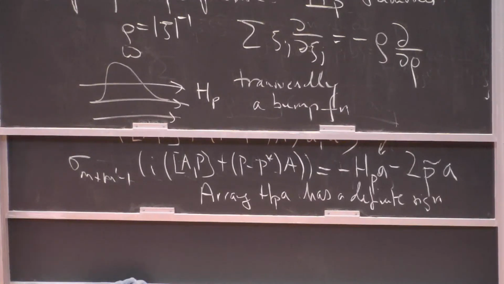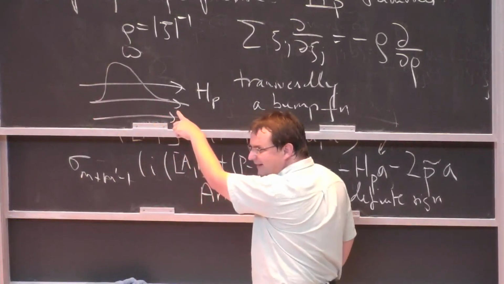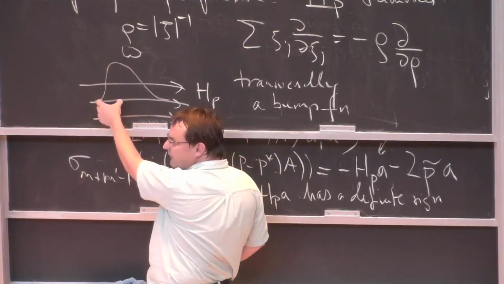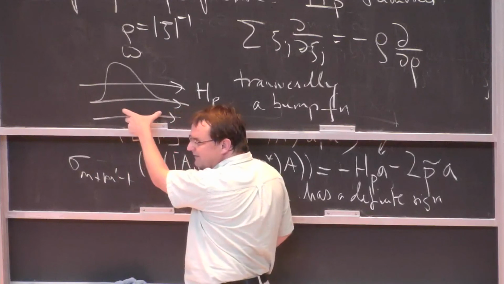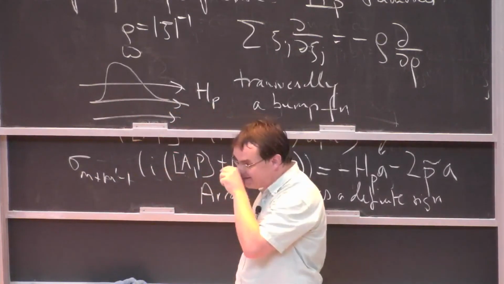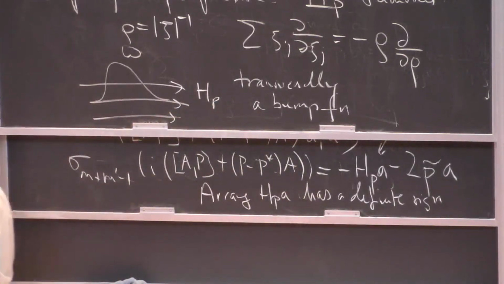Okay, so here it is. Here H_P is negative, decreasing. That's all it means. Here it's positive. So this is where my B2 is. This is where my B1 is. Okay, so that's basically why the estimate is true.